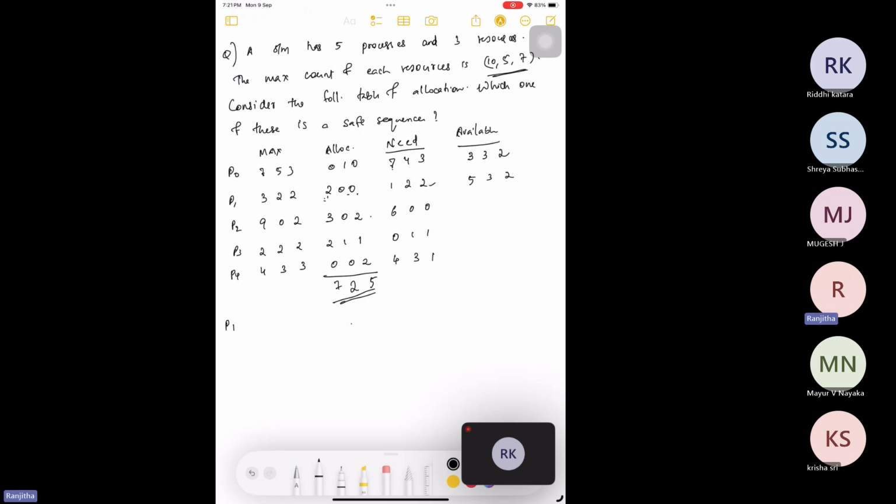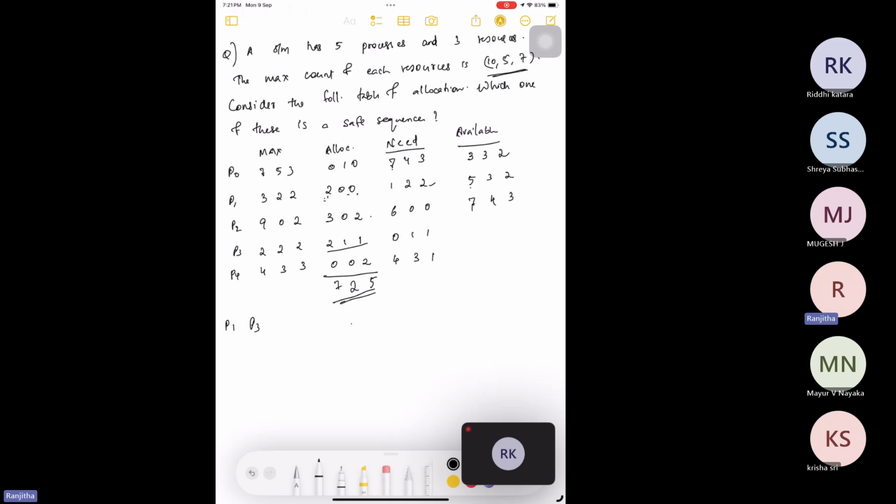P0 requires 7, 4, and 3, but we have only 5, so P0 cannot execute. P2 requires 6, 0, 0, but we have only 5 here, so P2 also cannot. P3 needs 0, 1, 1, which can, and P4 needs 4, 3, 1, so that also can execute. Let's take P3. If P3 runs to completion, then this 211 will also come to the available set. So 5 plus 2, 7, 3 plus 1, 4, and 2 plus 1, 3. So the available will now increase to 7, 4, 3.